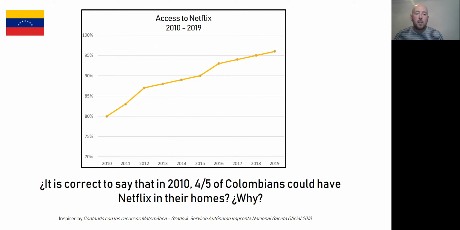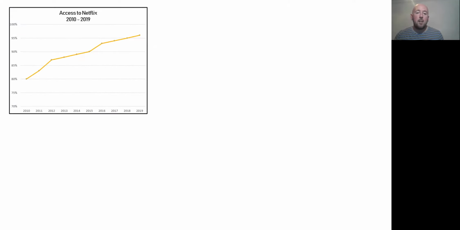So translated, the question says, it is correct to say that 2010, 4/5 of Colombians could have Netflix in their homes. Why? Okay, so like I said, this isn't inspired by, this is my own question. This isn't necessarily true, but there's some really useful maths in here. As I always say, the model or image or representation won't do the mathematics for you, but it will help pupils to structure their ideas and to get a sense of what's being asked.